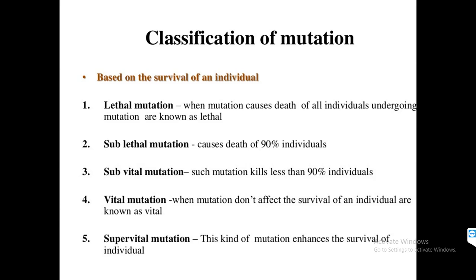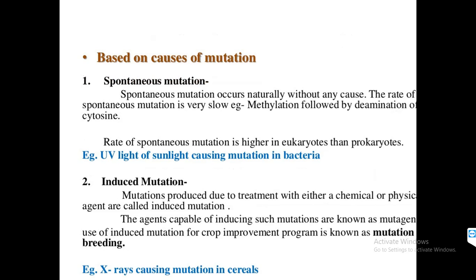Moving further, on the basis of causes of mutation, there are spontaneous as well as induced mutations. What are spontaneous mutations? The mutations that occur naturally without any cause. So spontaneous mutations are mutations that occur on their own in nature, and they are not induced by human beings. The rate of spontaneous mutations is very slow. For example, methylation, which is followed by deamination of cytosine.